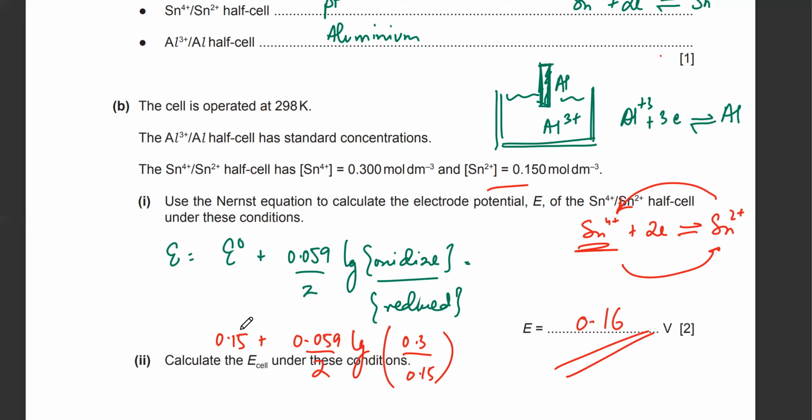So originally the value was 0.15, now it's 0.16. Why? Because the concentration of tin 2+ is decreasing more. That means the equilibrium would shift to the forward direction. Tin 2+ has a lot lesser concentration, so the equilibrium shifts to the right. And whenever the equilibrium shifts to the right, the potential would increase. It's going to become more positive. If it shifts to the left, it's going to produce more electrons and the electrode would become negatively charged. So also remember that.